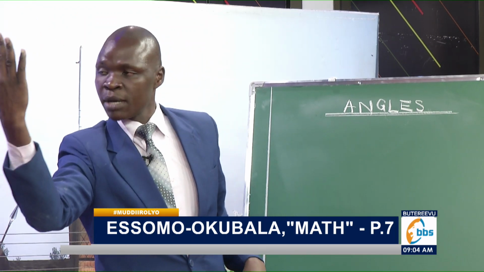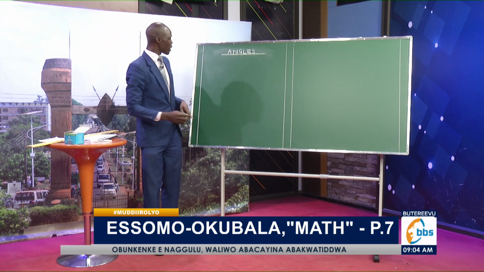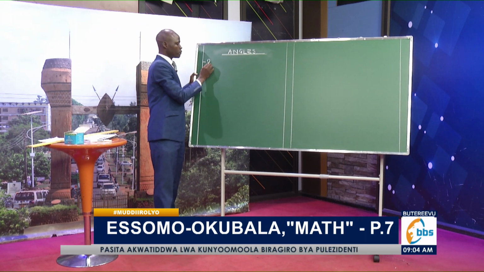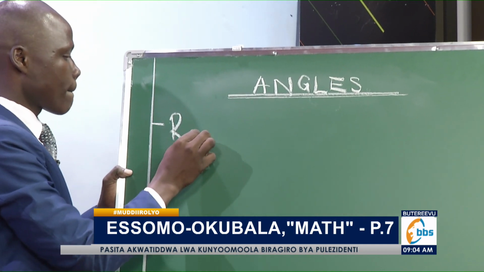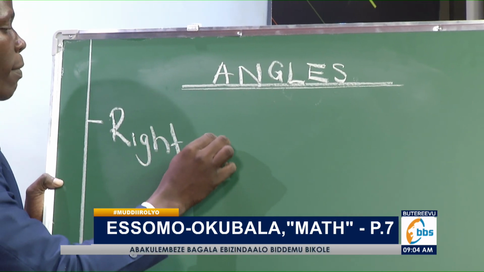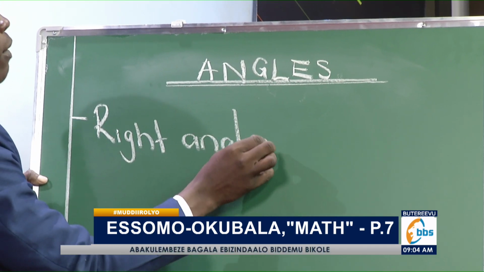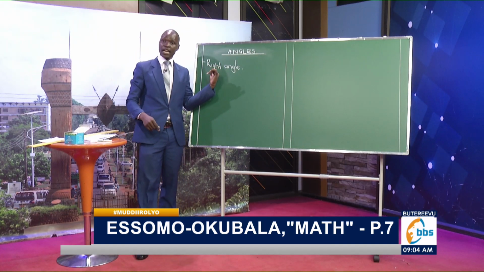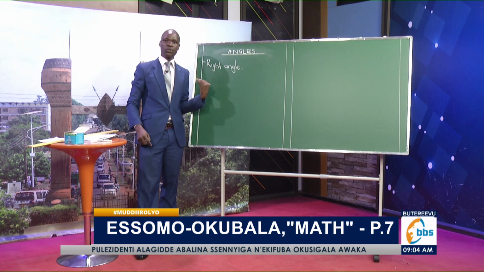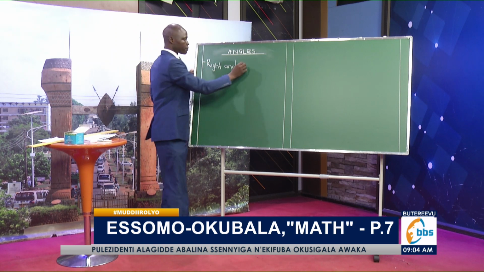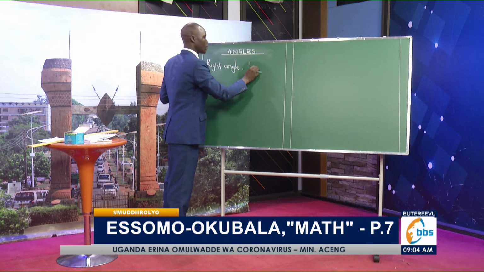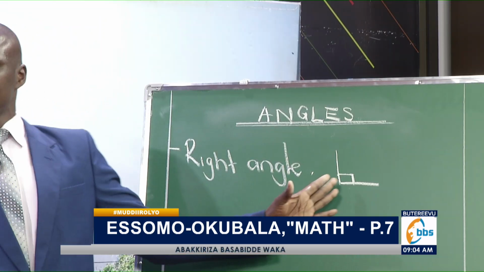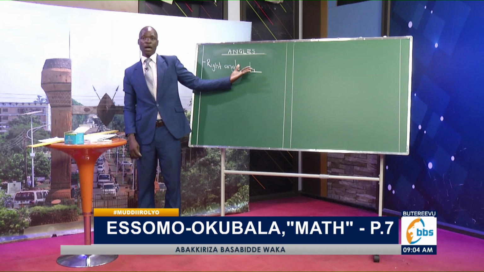So we have very many types of angles. For instance, we have what we call right angles. A right angle is an angle of 90 degrees. That is the symbol for a right angle.